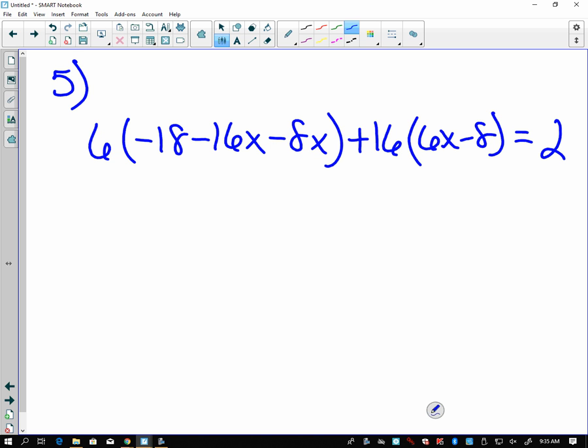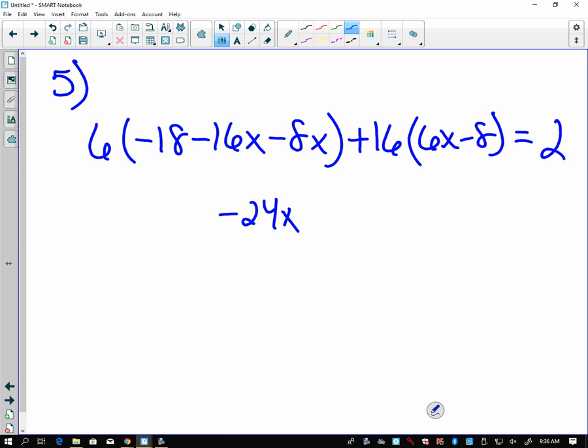Can I combine like terms over here on the right side set of parentheses? No. Can I combine like terms over here on the left-hand side of the parentheses? What two like terms can be combined? Negative 16x and negative 8x. Okay. So what is negative 16x and negative 8x? Negative 24x.